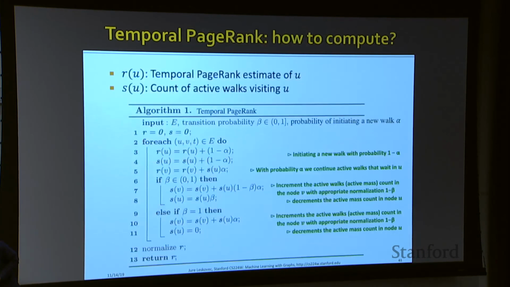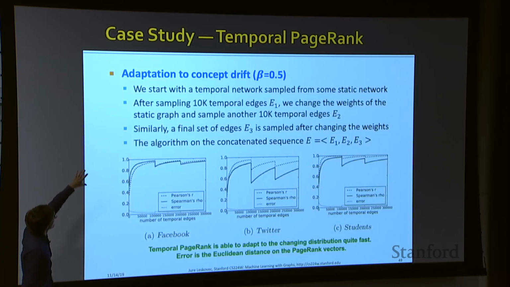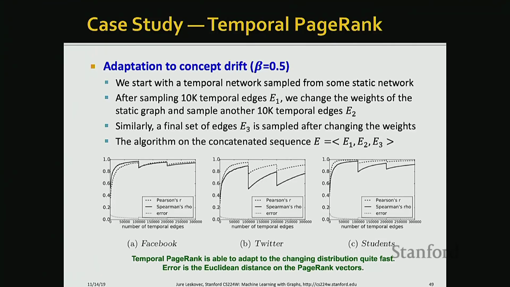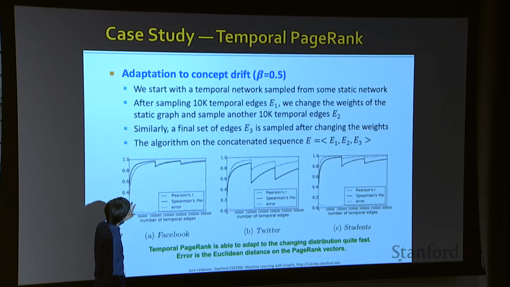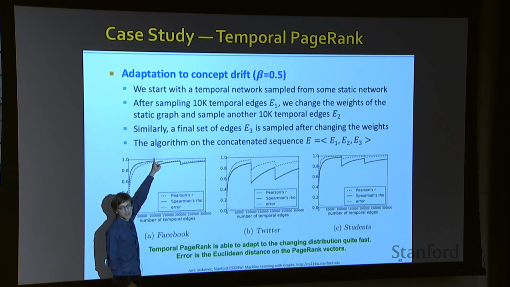And I want to show you just one experimental result. What these people did is they said, let's have this temporal notion of PageRank. Let's create a sample of 10,000 temporal edges, and then another sample of 10,000 temporal edges, and another sample of 10,000 temporal edges. And then let's keep adding these temporal edges one after another, and let's measure how the PageRank scores converge to the final graph that is here.